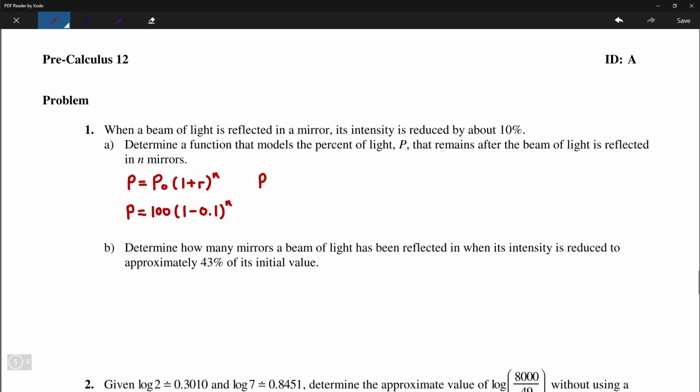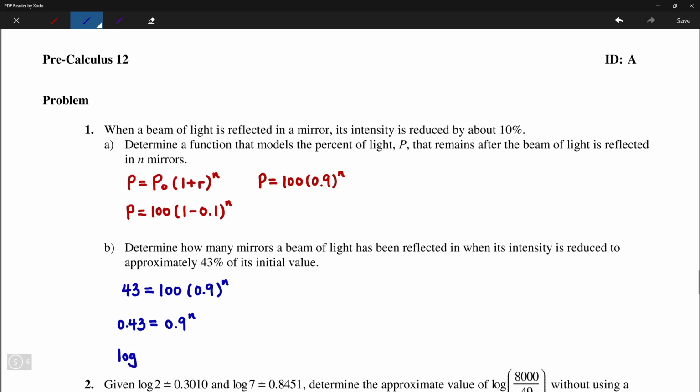From there, we can simplify this to just P equals 100 times 0.9 to the n power. In part B, we can set P to be 43, and it's going to be equal to 100 times 0.9 to the n power. So if we divide both sides by 100, we'll have 0.43 is equal to 0.9 to the n power. We can solve this using logarithms.